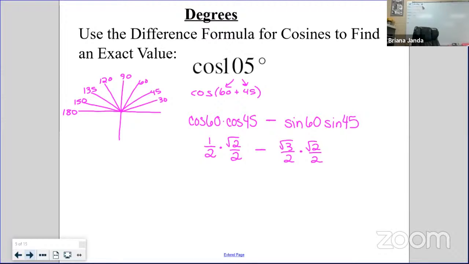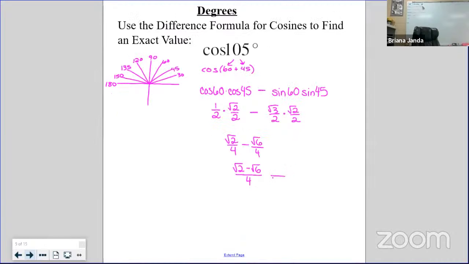Okay. So multiply straight across the top, straight across the bottom, just like we did on the last page. We get square root of 2 over 4. Multiply straight across the top, straight across the bottom. Again, just like we did on the last page, we get square root of 6 over 4, which is square root of 2 minus the square root of 6 over 4. Now, depending on our order, could I possibly get that flipped? Yes, it is the same as negative square root of 6 plus square root of 2 over 4.